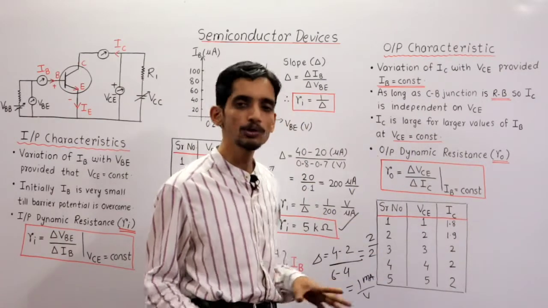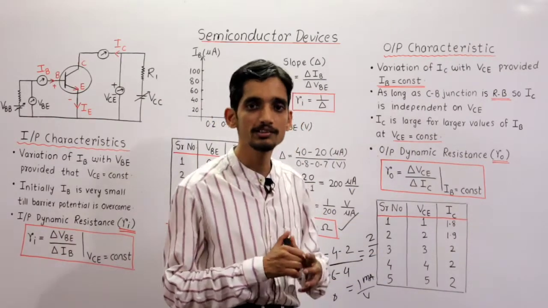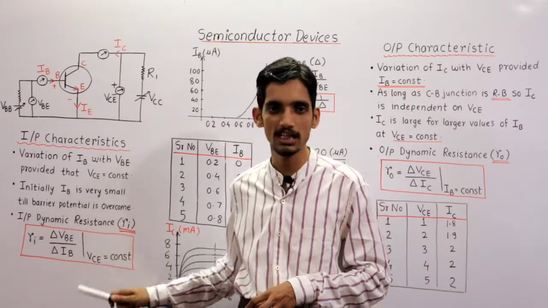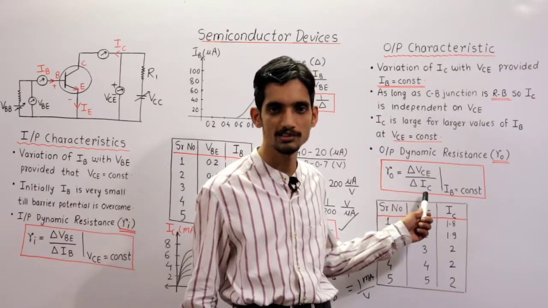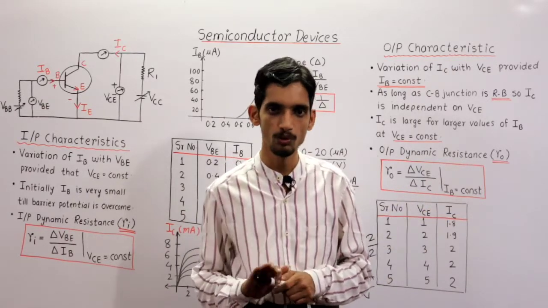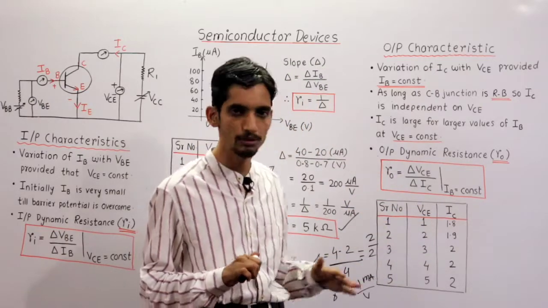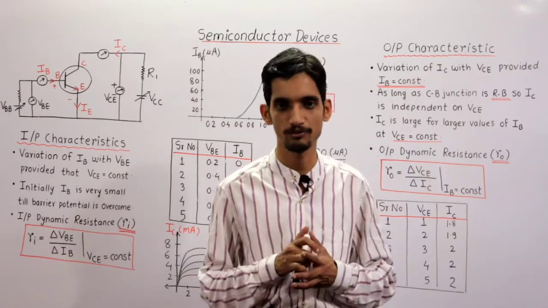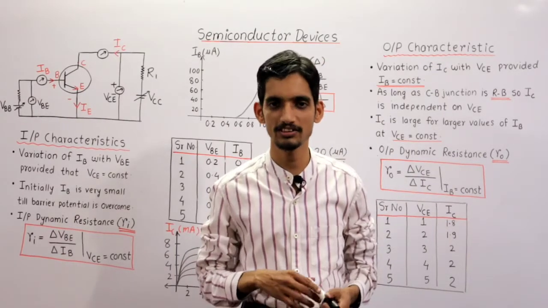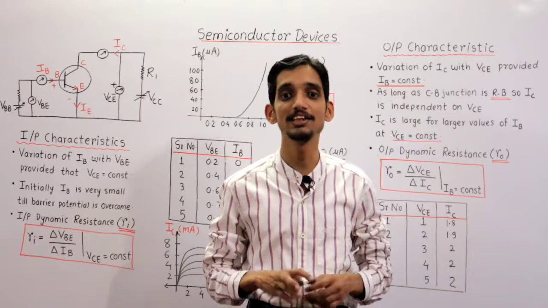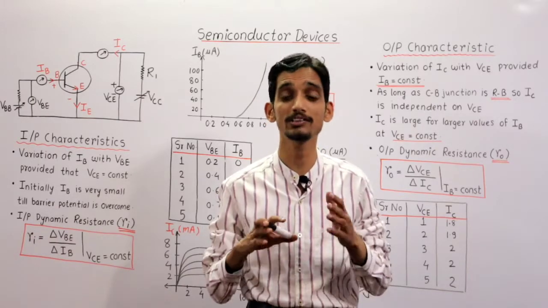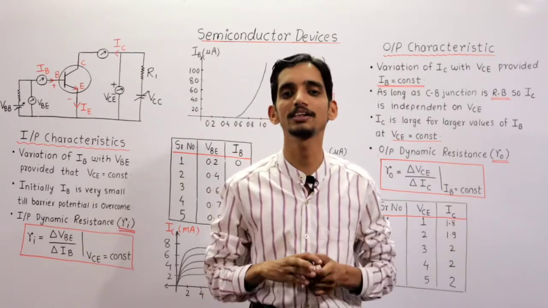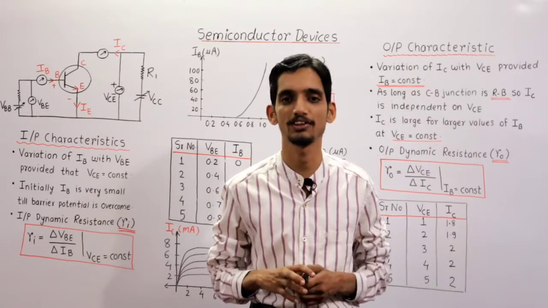So from the input and output characteristics, what are the important conclusions? You are able to calculate input dynamic resistance and output dynamic resistance for different configurations. We have calculated it only for CE because CE configuration is important from a practical point of view. Okay, so in this lecture we discussed the transistor in CE configuration. We discussed various current gains and input and output characteristics of a transistor in CE configuration. Thank you.